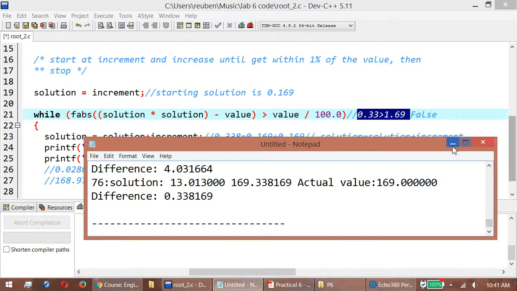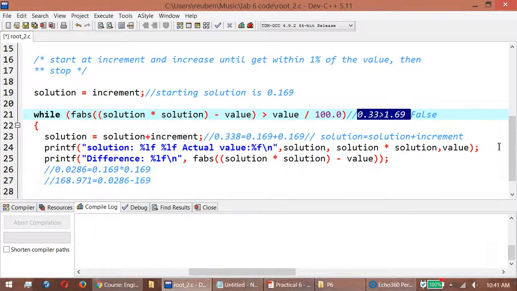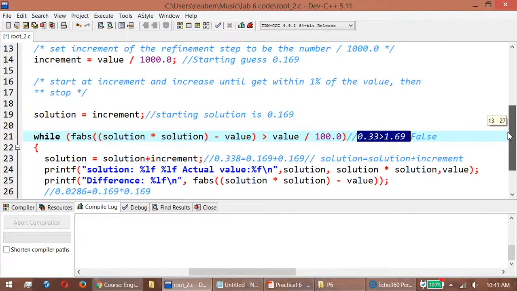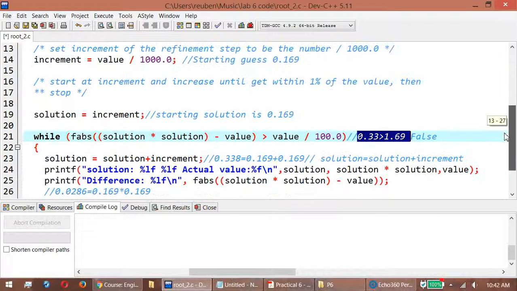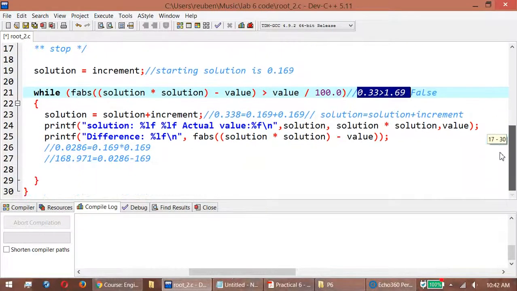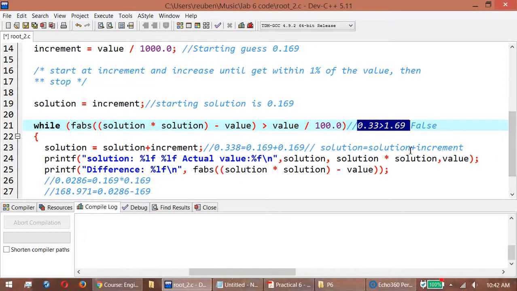Okay, all right, basically that's it. If you got any questions about it, send me an email. The idea of this problem is to just guess the square root of a number, and the loop repeats until the difference between your guess and the value is less than 1%. Okay, within 1% of the value.